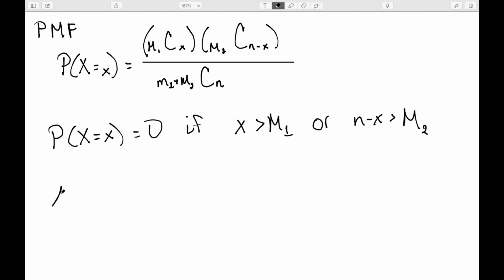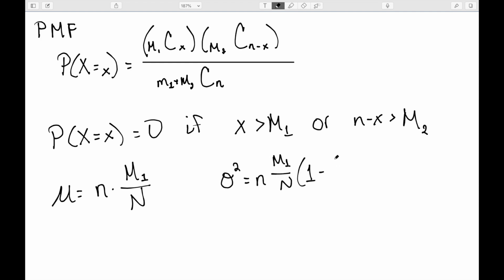In this case, the mean, or the expected value, is n, the number of successes that we want, times m1 over capital N, our total population size. And the variance is little n, times m1 over N, times 1 minus m1 over N, times big N minus little n over big N minus 1.